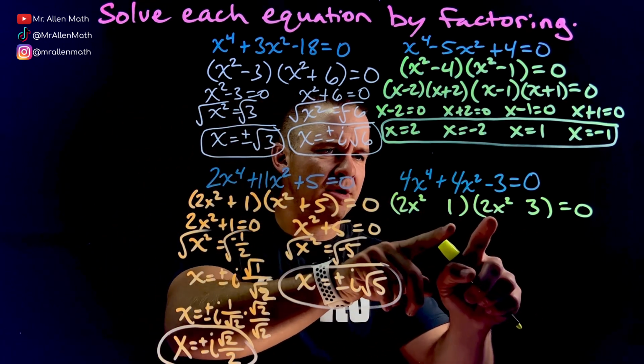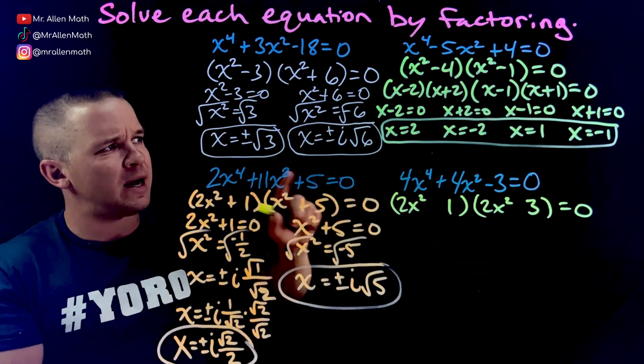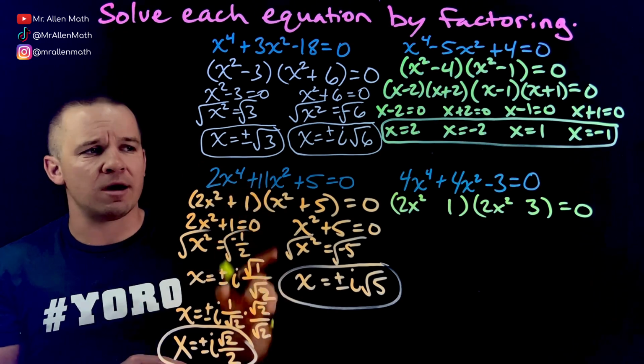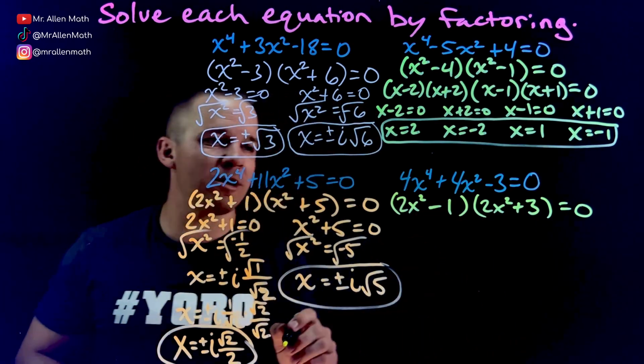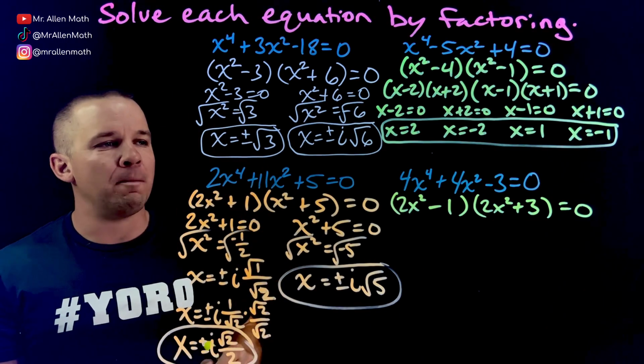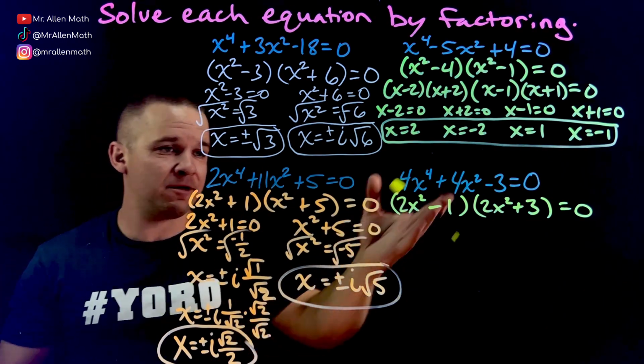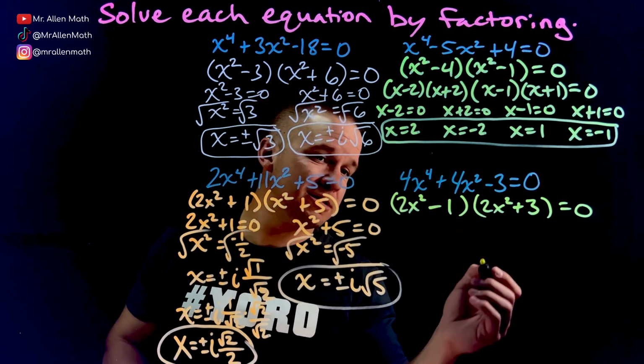6x squared, 2x squared. If 1 is negative and 1 is positive, could that add to 4x squared? Yes. If my 6x squared is positive and my 2x squared is negative, we're money. There we go. So we got this thing factored. Now we can set them equal to 0 and solve.